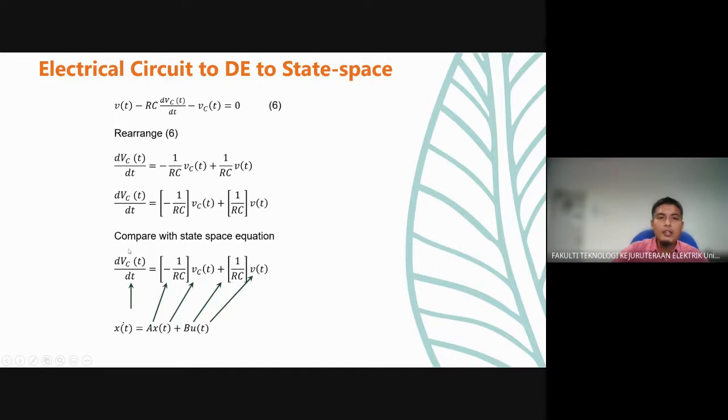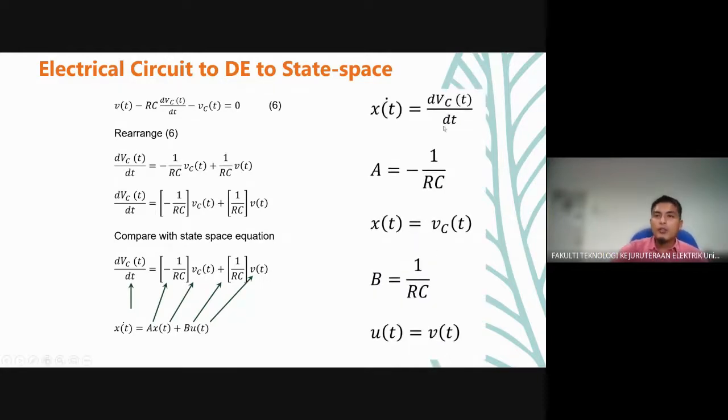Our x dot t is actually equal to dVct over dt. Our A is actually equal to negative 1 over RC. x(t) equals Vct. B equals 1 over RC. And u(t) equals the Vt. So now we already get x dot t equal to Ax(t) plus Bu(t). This is the explanation or the comparison between x dot t equal to Ax plus Bu, and these are the parameters that we obtain from that.